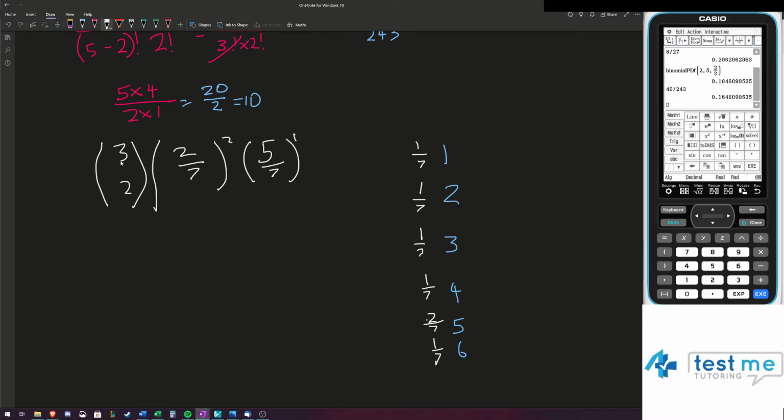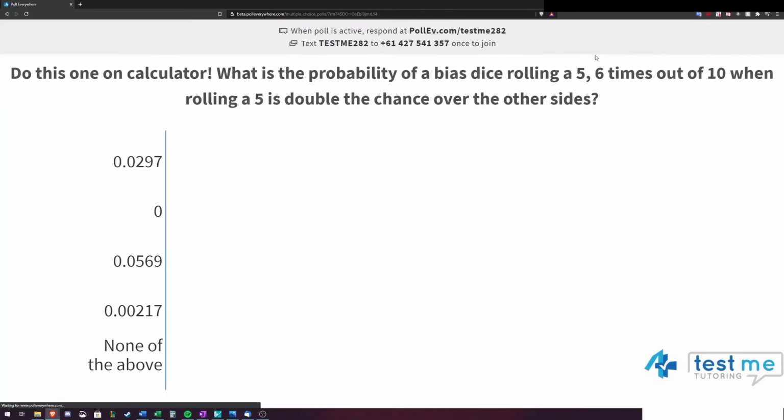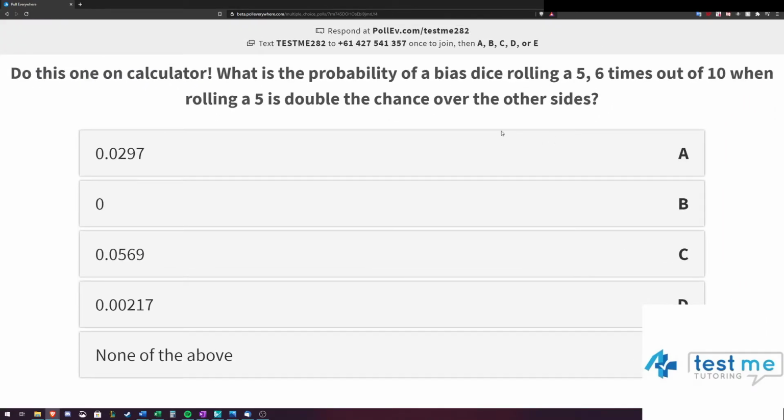Okay, I won't solve it. Hopefully you guys did it. If you got the right answer, that's great. All right, let's go for the next one. This one, have a go on your calculator. Hopefully it'll be a bit quicker. Let us know what you get. What's the probability of a dice rolling a 5, 6 times out of 10, when rolling a 5 is double the chance again over the other sides? Alright, let's give it a go on your calculator.